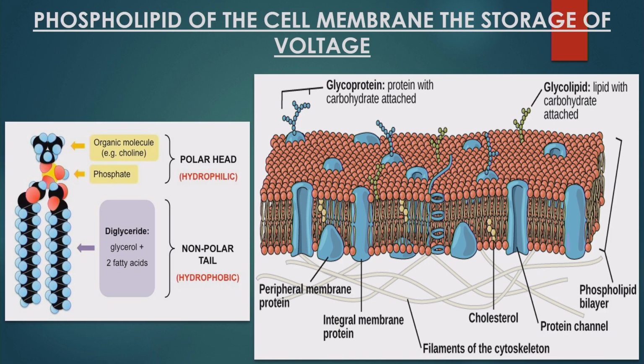Okay, this is how it looks. This is a phospholipid. And a phospholipid has organic molecules that are attached to the phosphate. It helps to store, with what we call the diglyceride, which is a glycerol plus 2 fatty acids. Glycerol with 2 fatty acids is where the phospholipid of the cell membrane will store energy.